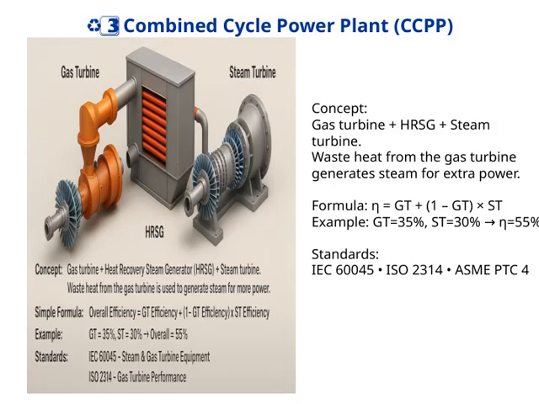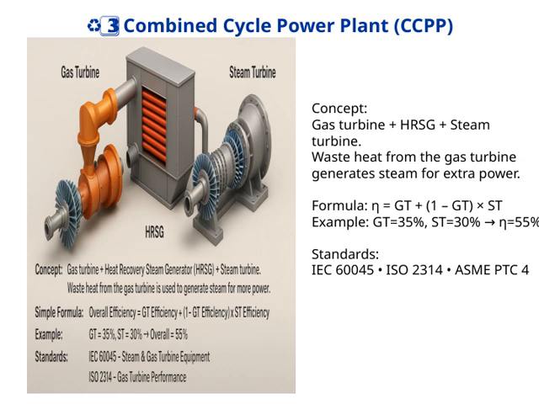Let's take a closer look at the Combined Cycle Power Plant, or CCPP for short. The main idea here is that it combines a gas turbine, a heat recovery steam generator, and a steam turbine to generate electricity more efficiently. Essentially, the waste heat from the gas turbine is used to produce steam, which then drives a steam turbine to generate additional power. This synergy helps maximize overall efficiency.